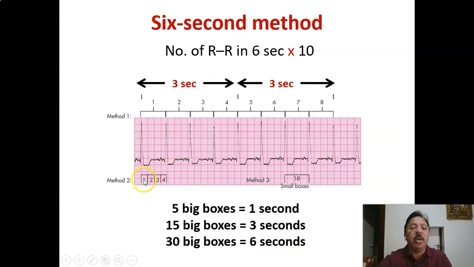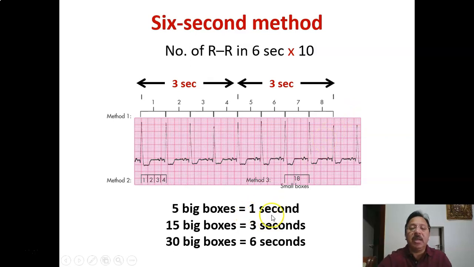If we start from here, 1, 2, 3, 4, 5, 6, 7, 8, 9, 10, 11, 12, 13, 14, 15, 16, 17, 18, 19. Till here are the 30 big boxes. Okay, and we'll see how many R intervals are in these 30 big boxes, which are equal to 6 seconds. So here if you see 1, 2, 3, 4, 5, 6, 7, 8. So there are 8 RR intervals in 6 seconds or 30 big boxes.